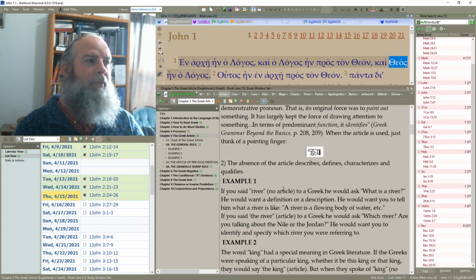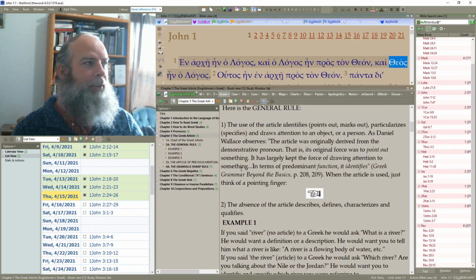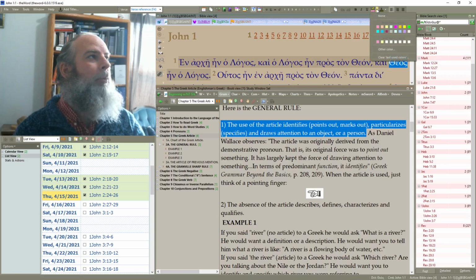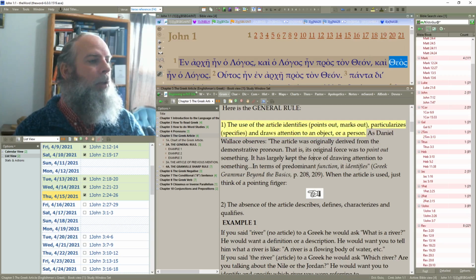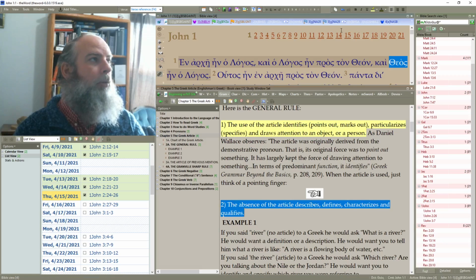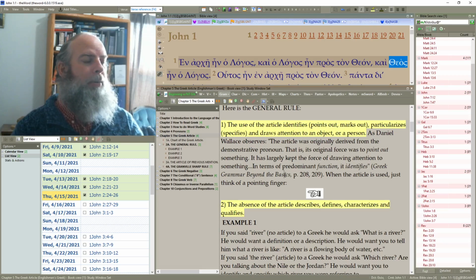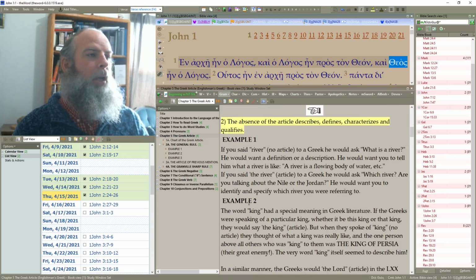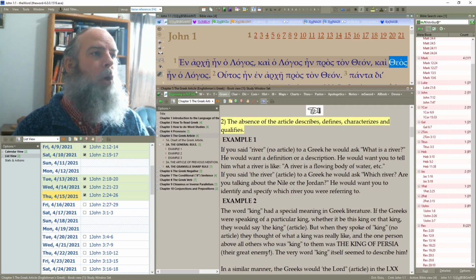The absence of the article defines, characterizes, and qualifies. So let's go ahead and make a mark here. Just highlight this here. Let's find my highlighter. And here. Some important rules to keep in mind. So the absence of the article describes, defines, characterizes, and qualifies.